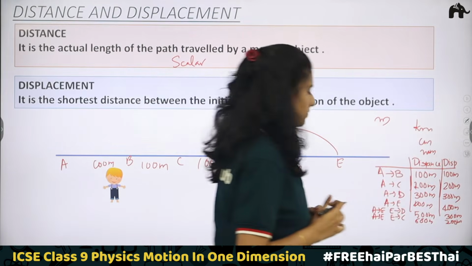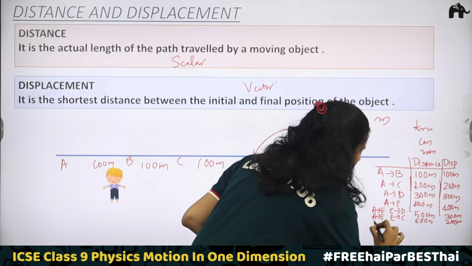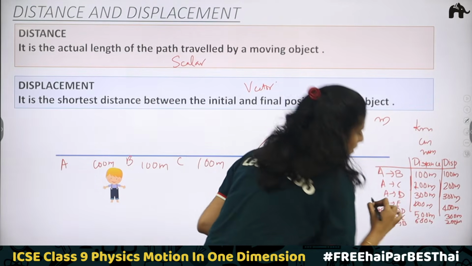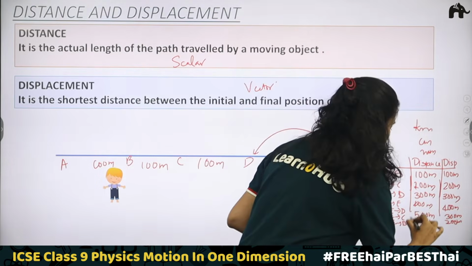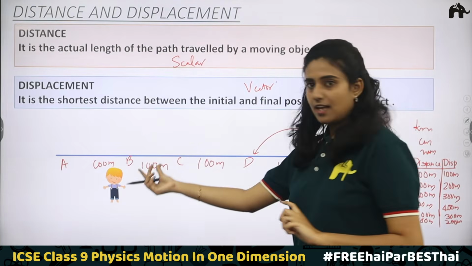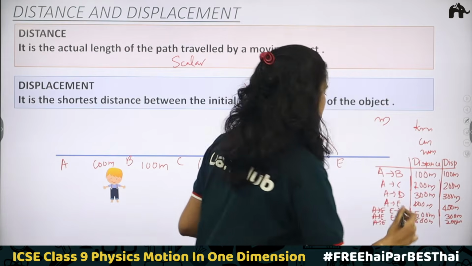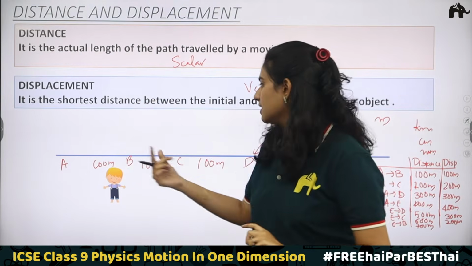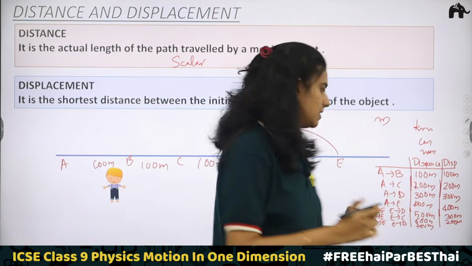200 meters. Okay. Then A to E, first reaching E, then from E to B. What will be the total distance? Distance will be equal to, again adding 100, that becomes 700 meters. And the displacement, the shortest distance from A to B, is 100 meters.